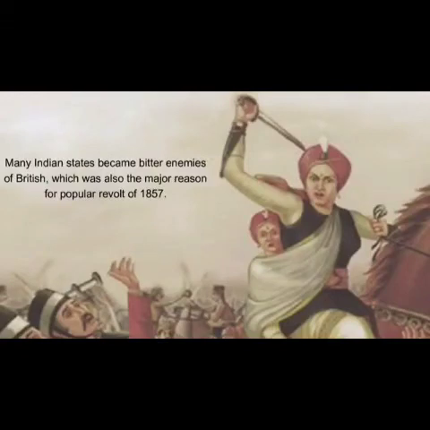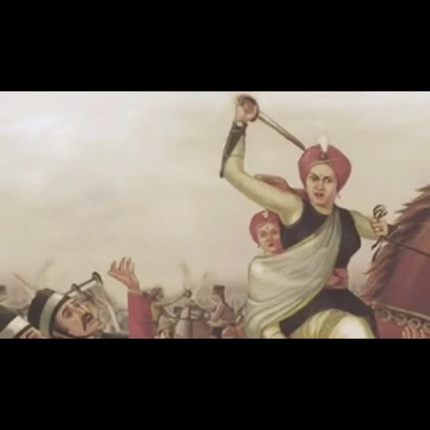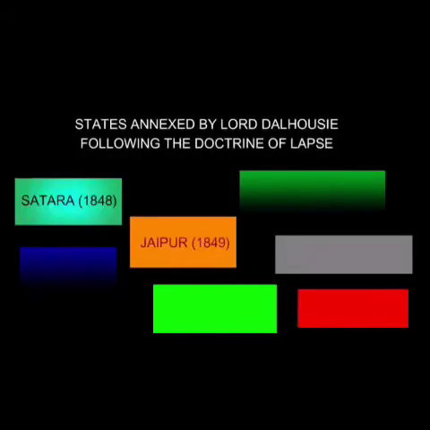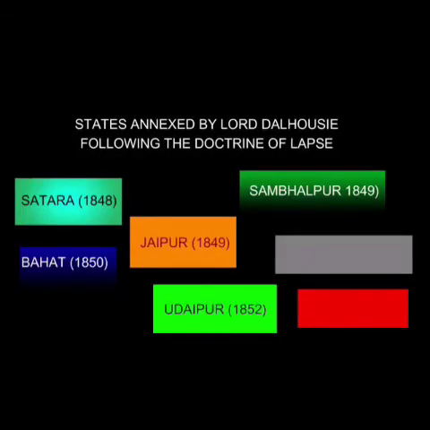After a long period of unrest and battles, Rani was defeated and Jhansi was annexed in 1858. The other kingdoms which were annexed by Lord Dalhousie are Satara, Sambalpur, Jaipur, Bharat, Udaipur, Nagpur and Jhansi.